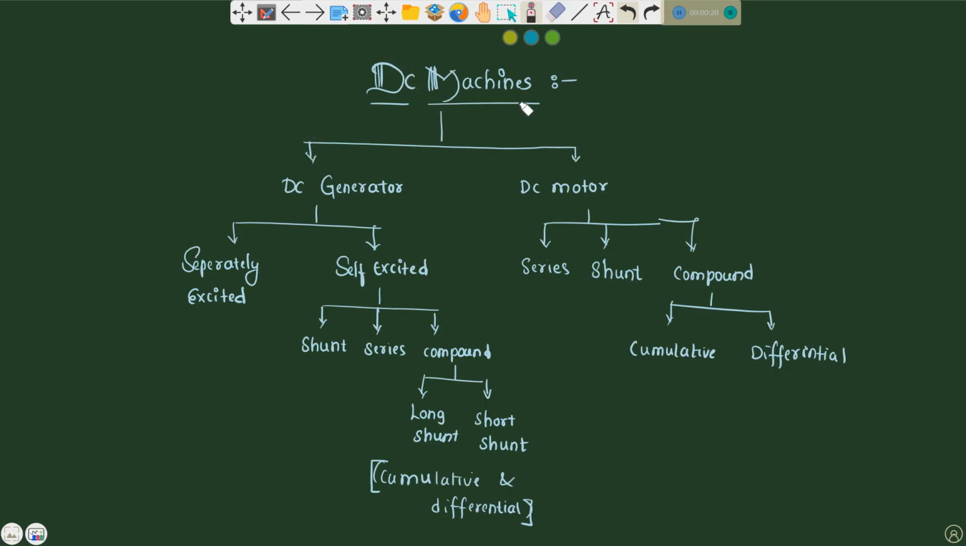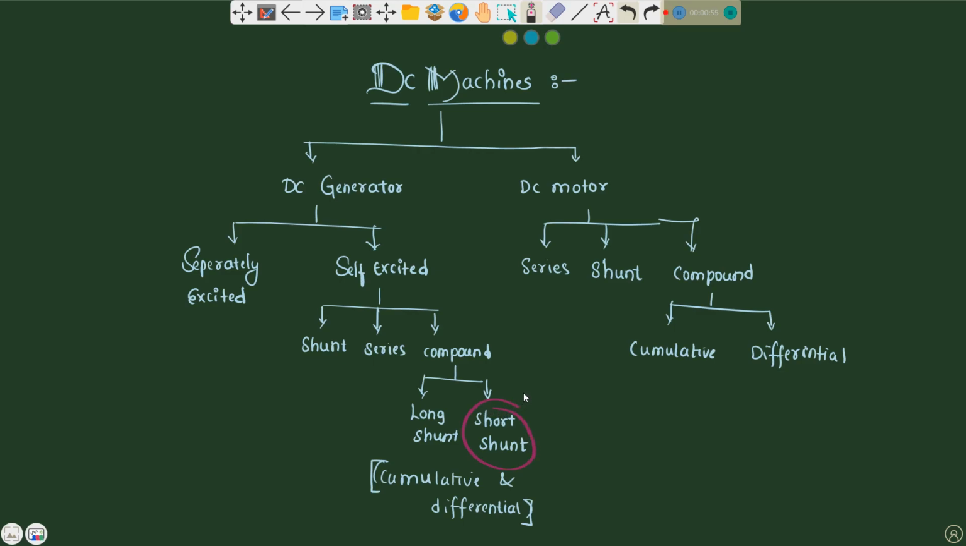Okay, so here we have a DC machine, correct? In a DC machine we have DC generators and DC motors. DC generators are further divided into separately excited and self excited. In self excited we have three more: DC shunt generator, DC series generator and DC compound generator. In compound generator, we have cumulatively long shunt and short shunt, differentially long shunt and short shunt.